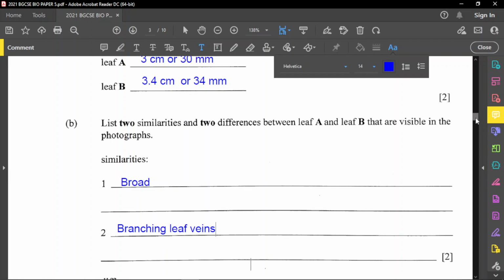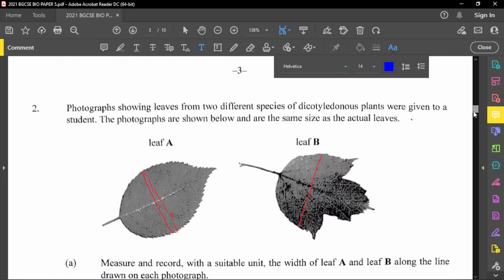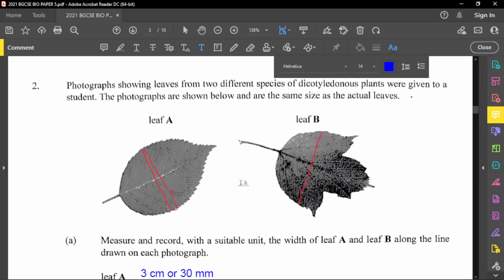Two differences now. What difference can you see? I'm saying one is the petiole. The petiole for leaf B is longer than leaf A. That's one. Also, the shape of leaf B is different from leaf A. Notice that leaf A has one shape, and leaf B has a different type of shape.